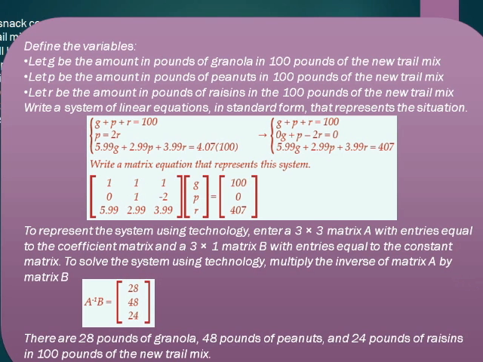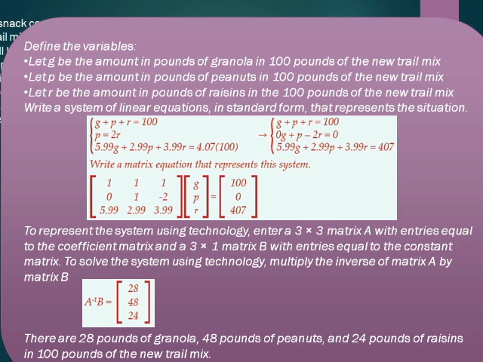To define the variables, let G be the amount in pounds of granola in 100 pounds of the new trail mix. Let P be the amount in pounds of peanuts in 100 pounds of the new trail mix. Let R be the amount in pounds of raisins in the 100 pounds of the new trail mix. Write a system of linear equations in standard form that represents the situation. G plus P plus R equals 100. P equals 2R. 5.99G plus 2.99P plus 3.99R equals 4.07 times 100. This becomes G plus P plus R equals 100. 0G plus P minus 2R equals 0. 5.99G plus 2.99P plus 3.99R equals 407.